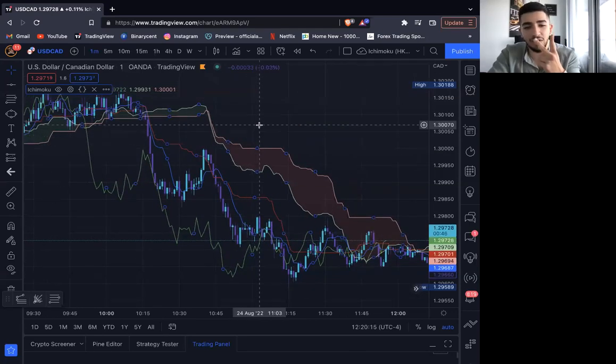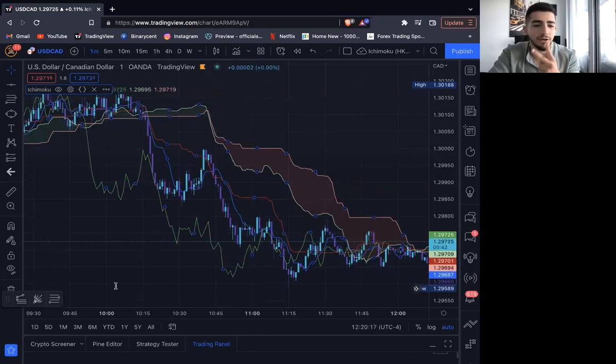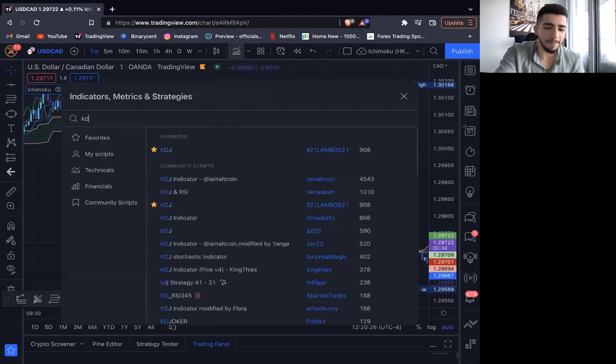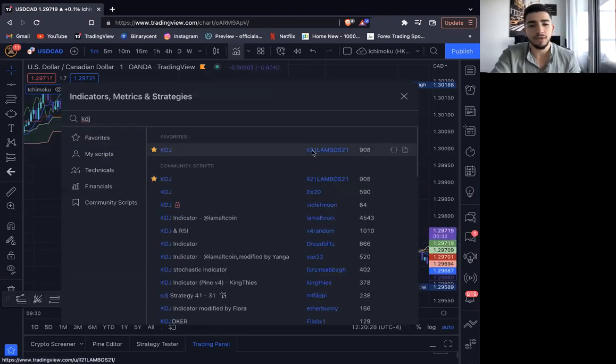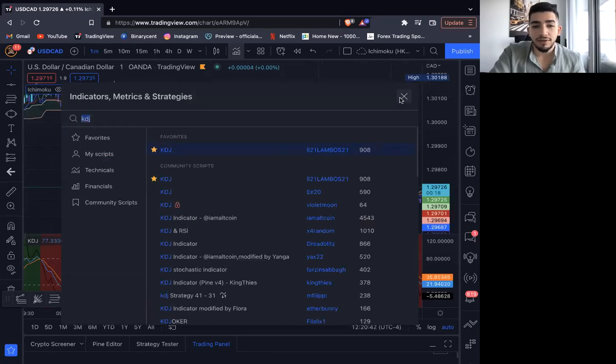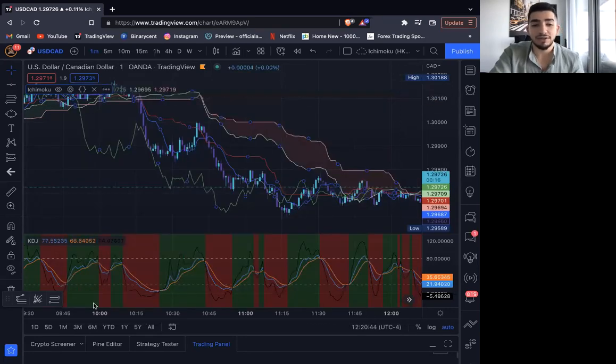The second indicator I added yesterday, can you guys tell me what it was, please? KDJ, yes. My KDJ. And the creator of this indicator is 21 Lambos 21, okay? Because there's a lot of KDJs, just so you guys don't get confused. Now, I see a lot of individuals actually studied the call yesterday. I love it. I truly do love it.